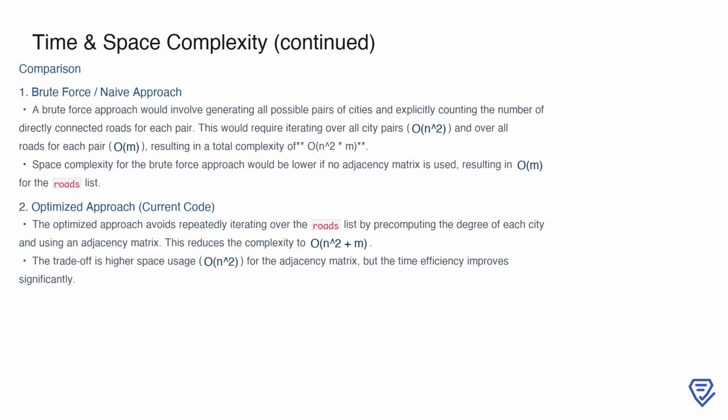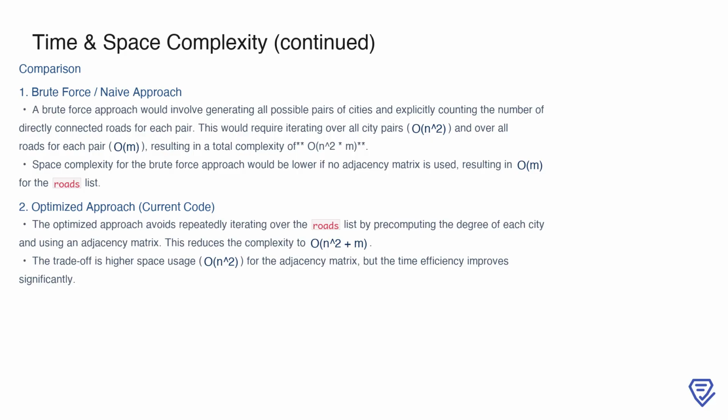Let's compare the optimized approach with a brute force or naive method. A brute force solution would involve generating all possible city pairs and explicitly counting the roads connected to each pair. This requires iterating over all city pairs, which is O(n²), and then iterating over all roads for each pair, which adds a factor of O(m). This results in a total time complexity of O(n² * m). On the other hand, the optimized approach avoids this repeated iteration over roads by pre-computing the degree array and adjacency matrix. This reduces the time complexity to O(n² + m), as we only iterate over the roads once and rely on pre-computed values for subsequent calculations.